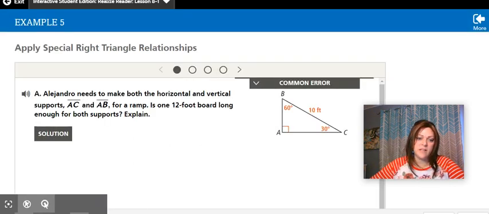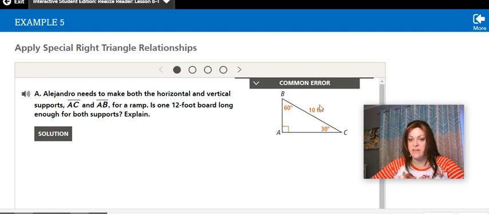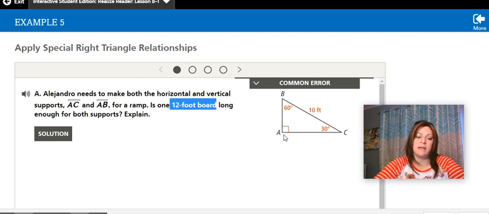So this problem says Alejandro needs to make both the horizontal and vertical supports to create this ramp. So he has the 10-foot board or whatever he needs. He just needs to cut these two pieces, and he has a total of 12 feet right now. We need to determine if that 12-foot board is long enough to make this side and that side. So let's do some math here.